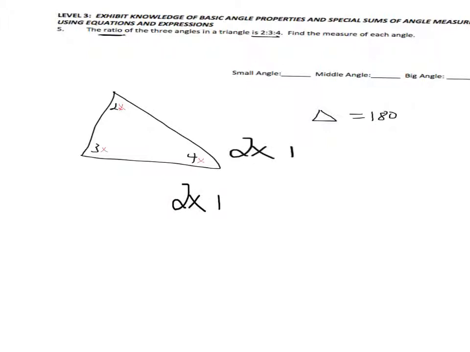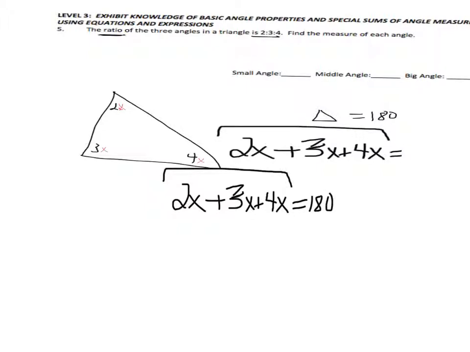So I have 2x plus 3x plus 4x, because I know that is the sum of all the measures of the angles. So I'm going to go ahead and add those together. I know that it's going to be 9x equals 180 degrees. I'm going to divide by 9, and 180 divided by 9 is 20.